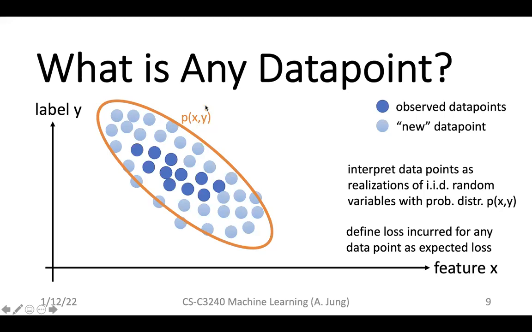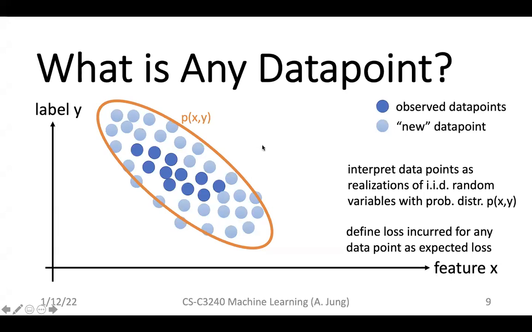So maybe some of you have heard about Bernoulli probability distribution or Gaussian probability distribution. These probability distributions basically specify the density of how many data points are in certain areas in the space of feature and label values. So we can characterize such a big population or an infinite population using a probability distribution.